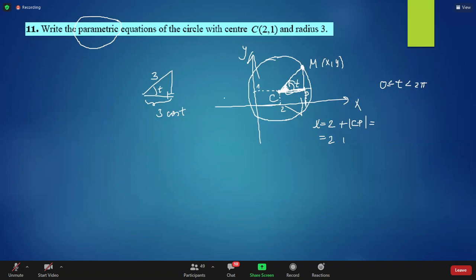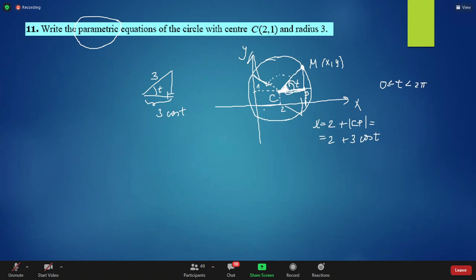And if T is greater than 90 degrees, as the point M rotates, then in fact we would get a negative. 3 times cosine T would be a negative number. So of course we would have subtraction, and actually the coordinate x can be less than 2, and it can be even less than 0. So this would work for x.